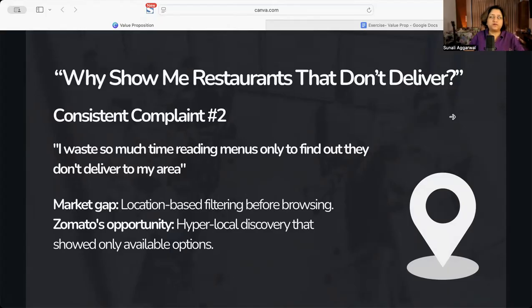I don't know how many of you have seen the website in 2008. The app came in much later. In 2008, we were using Zomato to discover restaurants, right? And we could discover based on whether they delivered or not, whether they're fine dining or not. So all of these parameters were taken care of.